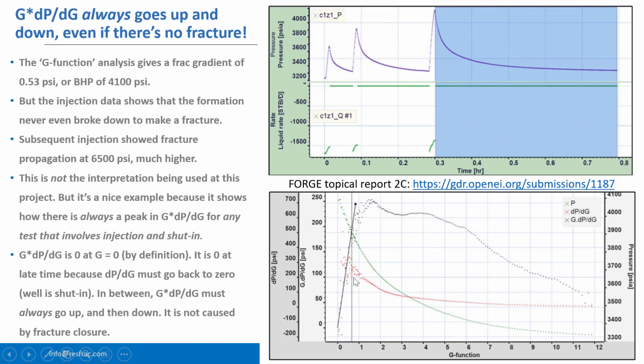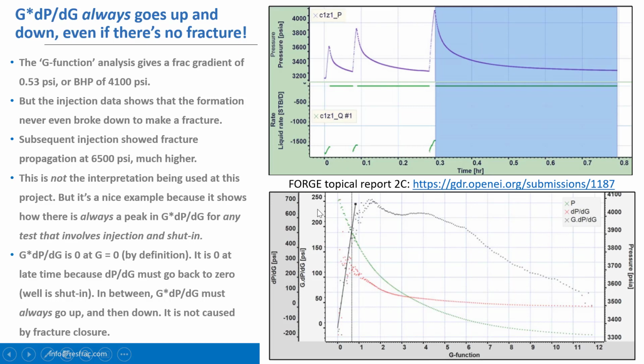Another example, I referred to this earlier: even if a fracture doesn't form, G times dP/dG has to go up, and then it has to go back down. Because when G is equal to 0, this is equal to 0, and at late time, the derivative goes to 0. So here's a nice example from some tests performed at the recent FORGE project.